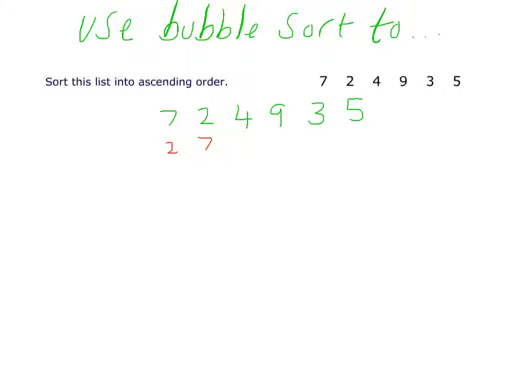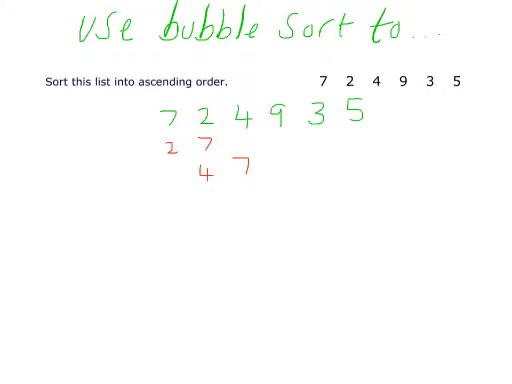We now move on to the next pair of numbers. We've just swapped the 2 and the 7 over, so the next pair that we're going to compare is the 7 and the 4, because they are now sitting adjacent to each other. And 7 is larger than 4, so the 4 and the 7 will swap over. The next pair we look at is now the 7 and 9, because of where we've moved the 7 to. Now, 7 and 9 are not going to swap, because 9 is already greater than 7, so we leave those alone.